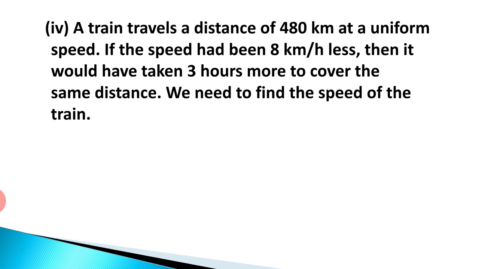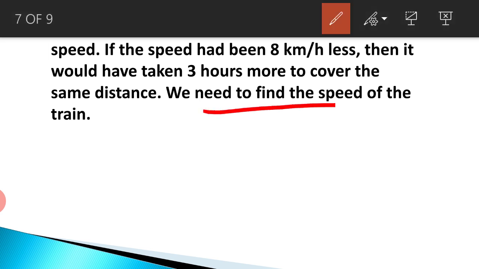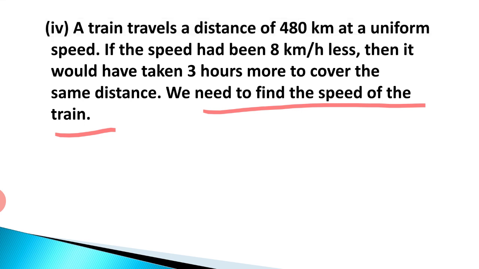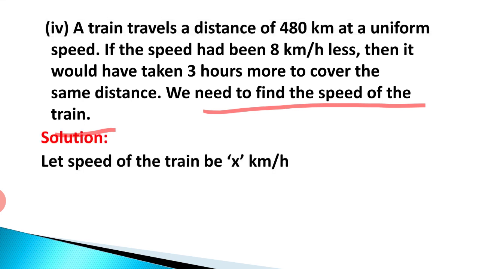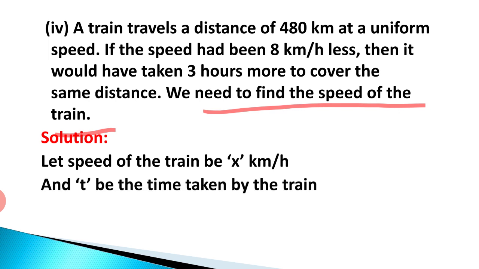First, what do we need to find out? Speed of the train. Let it be x. So the solution will be: let the speed of the train be x km per hour, and let another variable t represent the time taken by the train. Is it okay? We are not using linear equations in two variables here, but for simplicity we assume this t in the initial part. So let t be the time taken by the train.